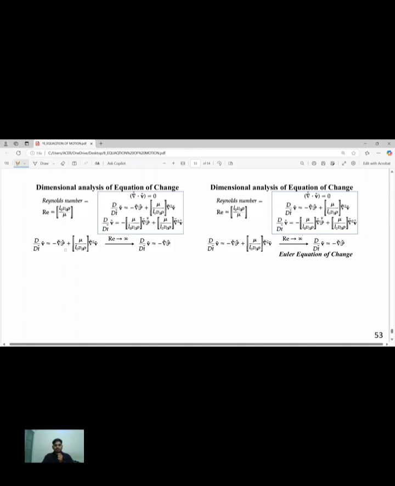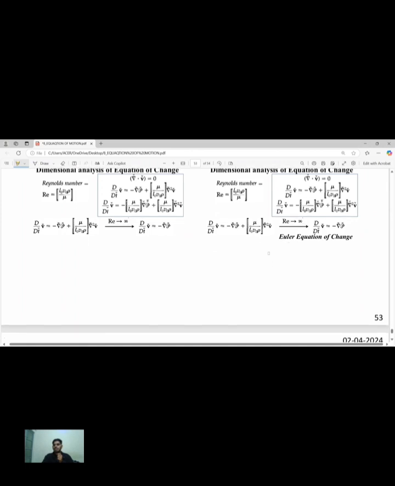The viscous term becomes zero and eliminates. The final equation we get when Re tends to infinity is d by dt̂ of v̂ is equal to minus ∇̂p̂. This is known as the Euler equation of change.